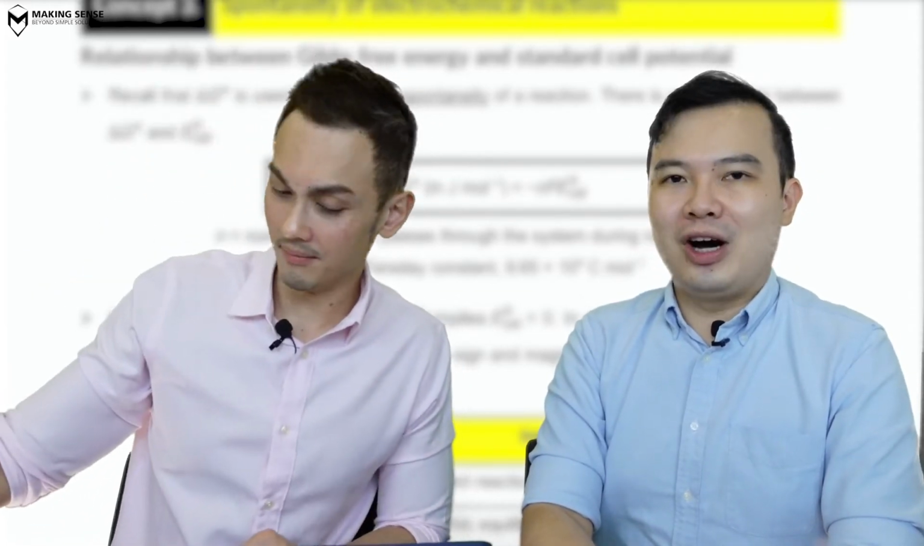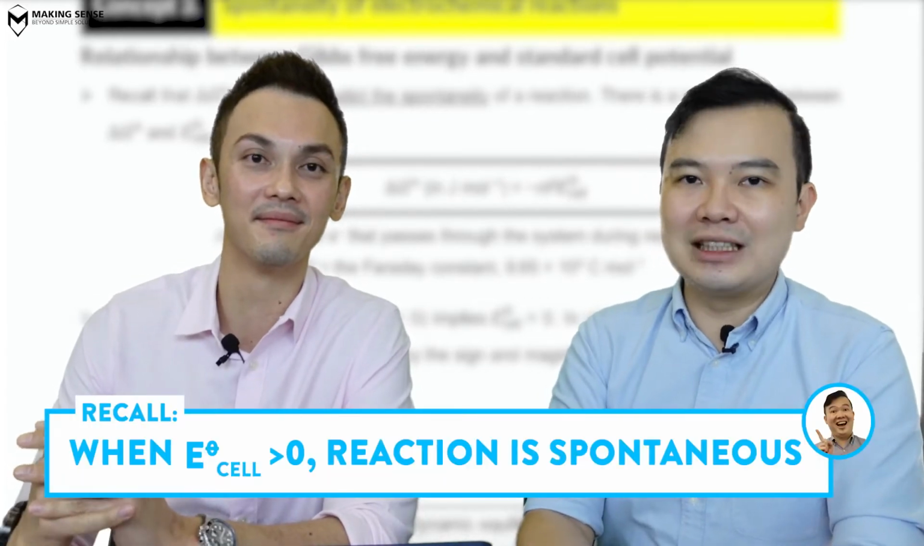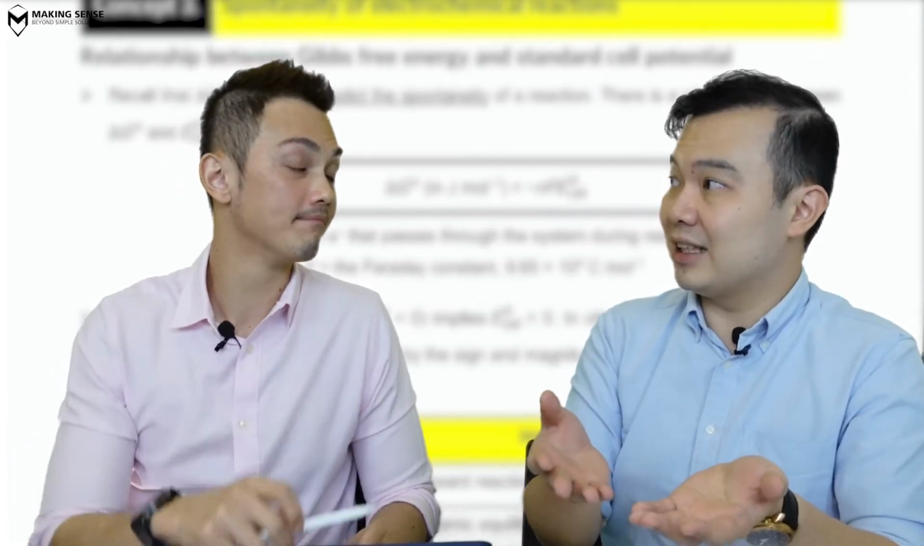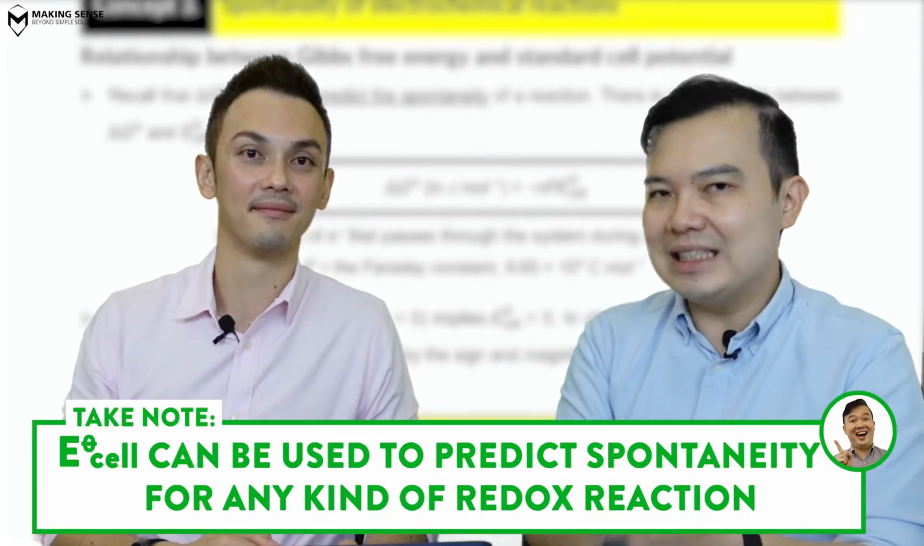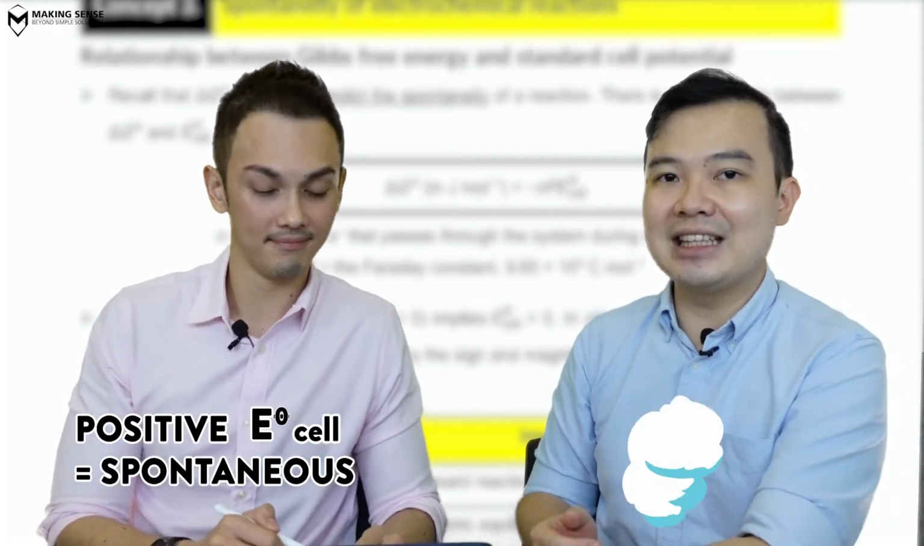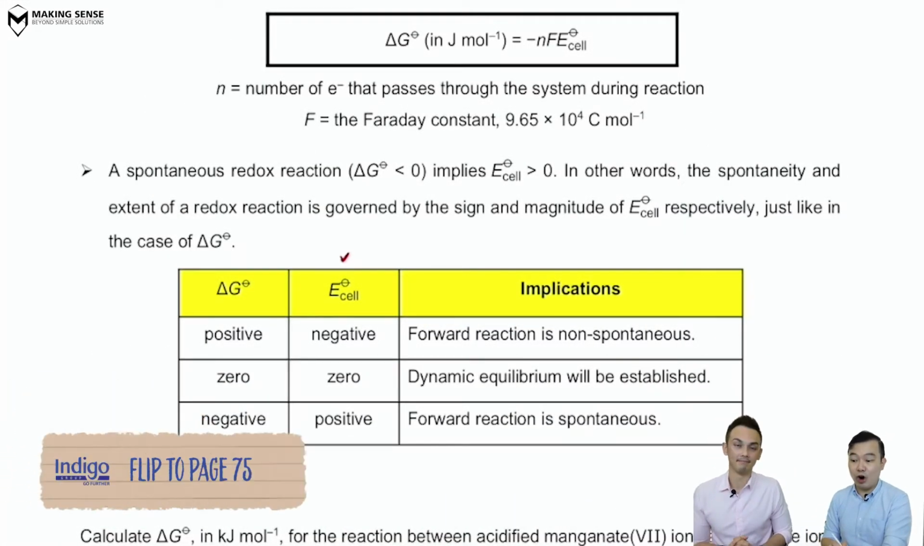So last week we were looking at this very important idea of E cell. If it's positive, it is going to be a spontaneous reaction. And of course, we understood that this cannot be done only just for an electrochemical cell. For any kind of redox reactions, you can actually use E cell to predict the spontaneity of the reaction. Positive means that it's going to be spontaneous, and if it's negative, it's going to be non-spontaneous.